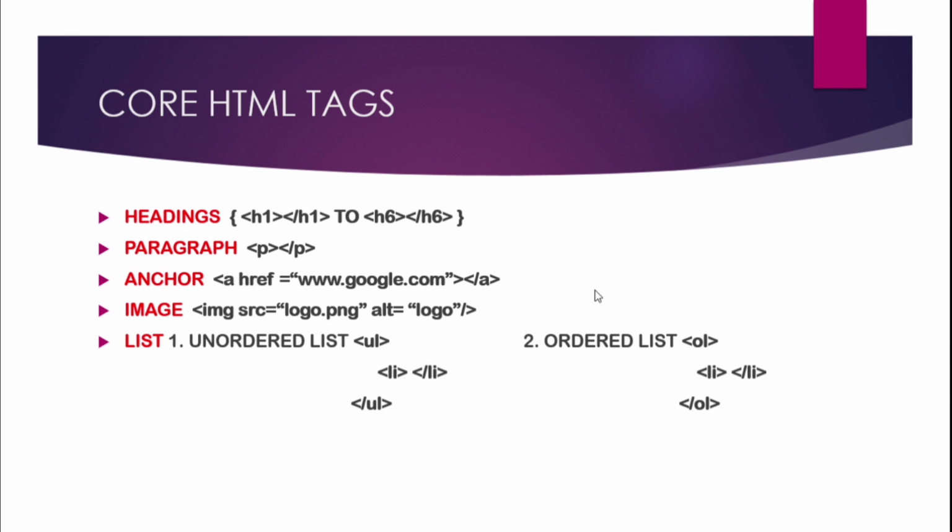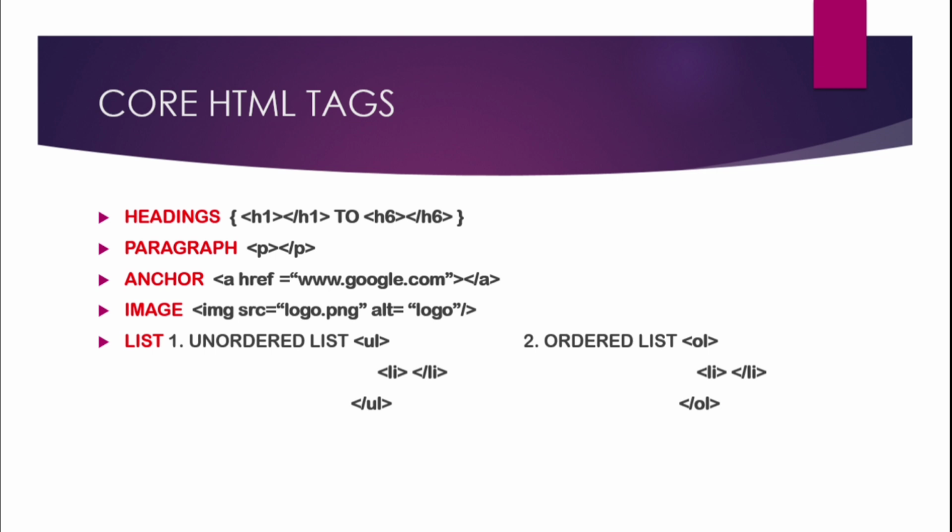Then we have the list elements. In the list we have two types. One is the unordered list, and the second is the ordered list. The unordered list has list items, and the ordered list also has list items. The list item is where we mention the entries that you want to add in the list, like you can list your 5 favorite hobbies.